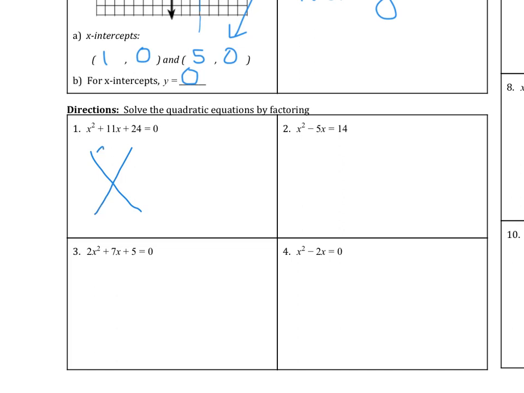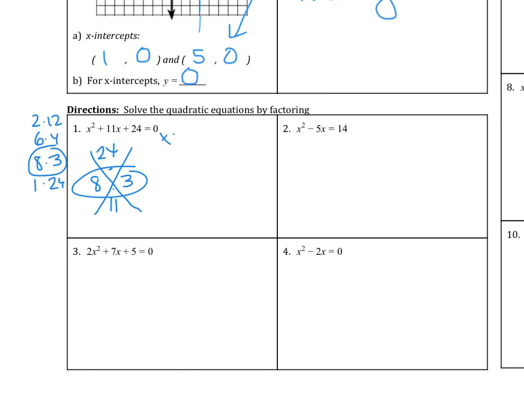So we want to see what multiplies to 24 that adds to 11. There are lots of factors that multiply to 24. We have 6 times 4, we have 2 times 12, we have 8 times 3, we have 1 times 24. So we have to look at those. Which one adds to 11? And so we see that 8 times 3 adds to 11. So 8 times 3 is 24, and 8 plus 3 is 11.